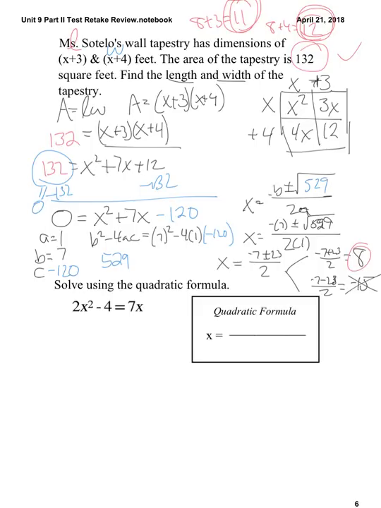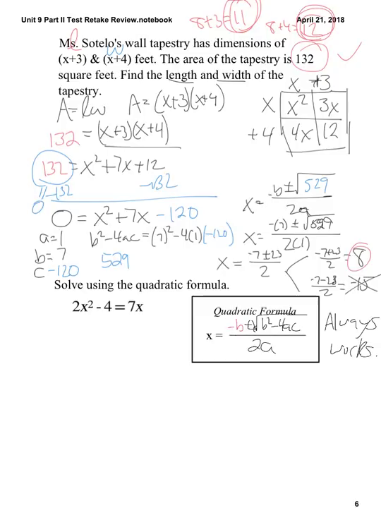All right, we're going to use another example here to solve using the quadratic formula. Again, if we need to remember, our quadratic formula is x is equal to negative b plus or minus the square root of b squared minus 4 times a times c all over 2a. And the quadratic formula always works.